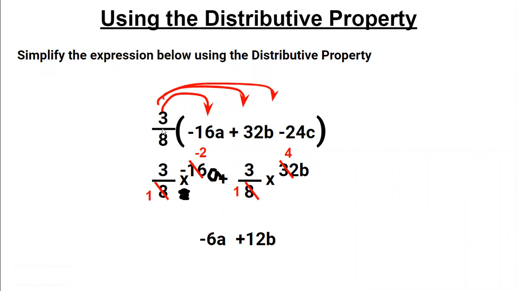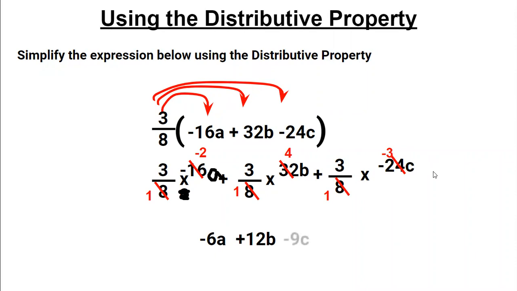And then we multiply 3a times negative 24c. So now the 8 and the 24 are going to cancel each other out. 8 goes into 24, negative 3 times. The 8 goes into itself once. 3 times negative 3 is negative 9c. So that's using the distributive property to simplify an expression.